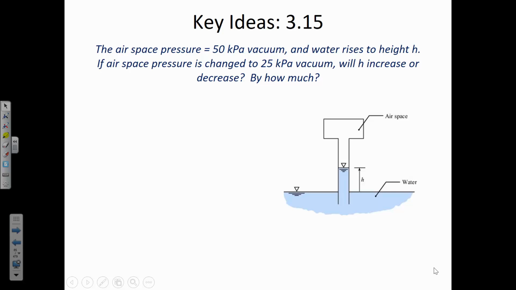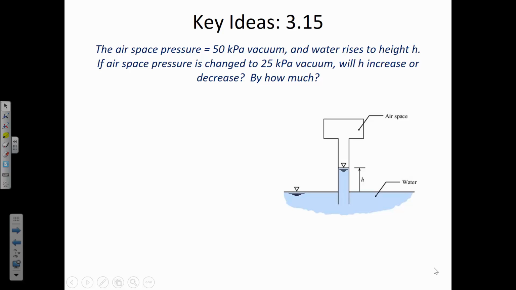what I wanted to do on this key idea is help you interpret some of the language that it gives you in the problem statement. It says that the air pressure inside of this airspace is 50 kPa vacuum. Now you can see that the water's getting sucked up into that tube, right? What does this triangle and the little horizontal lines mean? In contact with the air.